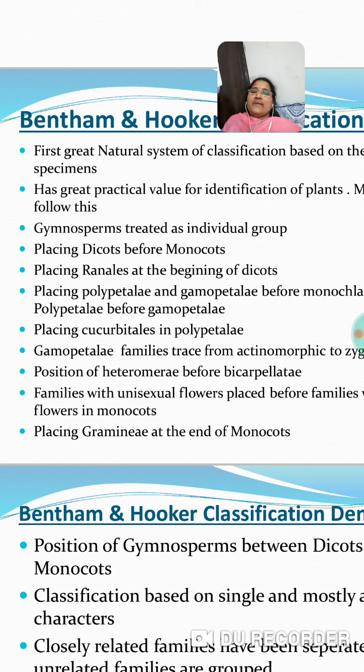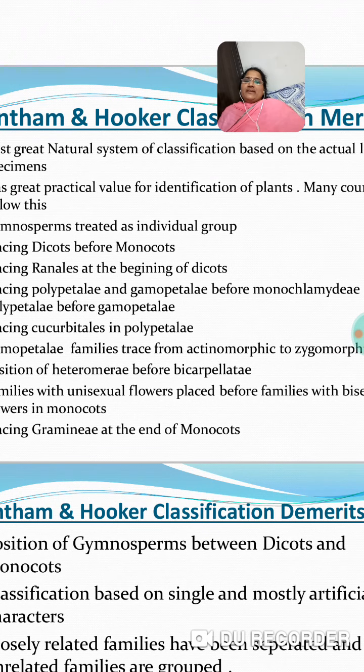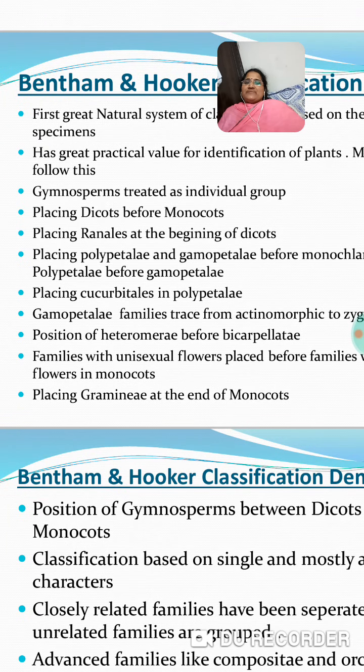And now the next one is the placing of the polypetalae and gamopetalae. Bentham and Hooker considered polypetalae as primitive. Means the character of free petals is considered as the primitive character, whereas fused petals is considered as the advanced character. So that is why polypetalae is placed before the gamopetalae and also monochlamydeae. So that's the advantage of this Bentham and Hooker classification. And again, an order named Cucurbitales is placed under polypetalae. So that point is also considered as an advantage for this Bentham and Hooker system of classification.